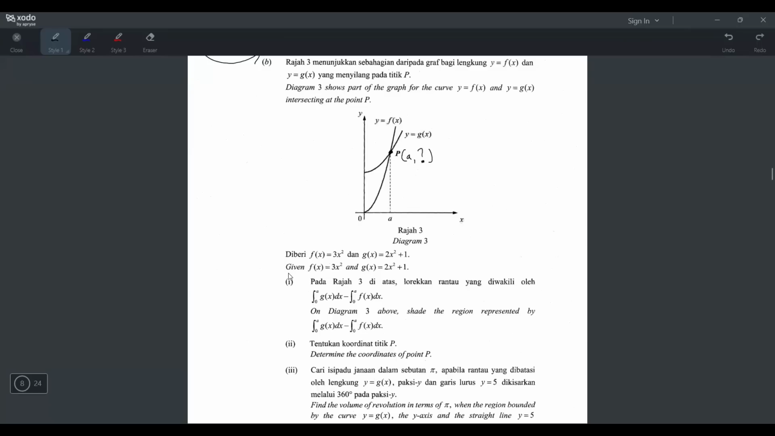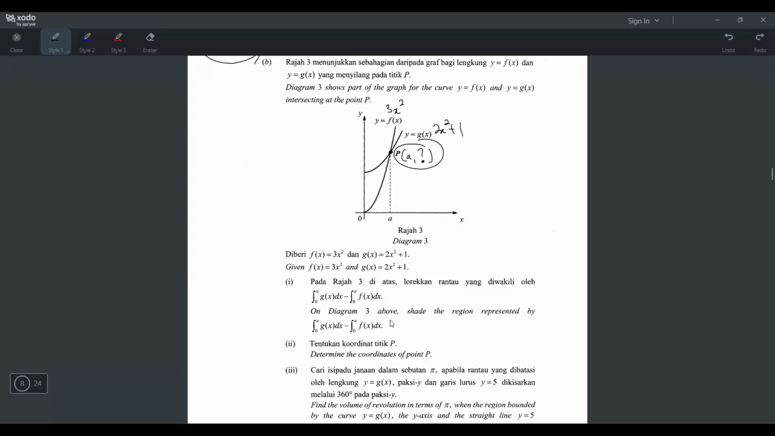Now it says fx is 3x squared. They give you the equation. So 3x squared. And the gx equation is also given, 2x squared plus 1. So now we can find this point P already. How to find point P? Point P is the intersection point, right? And if you have both equations, you just do simultaneous equations, because then you can get your point P. But I think they never asked you that in question 1. In question 2, only then they ask you to find point P. In question 1, they asked for something else.